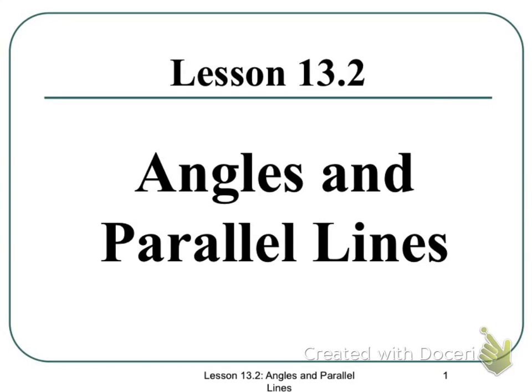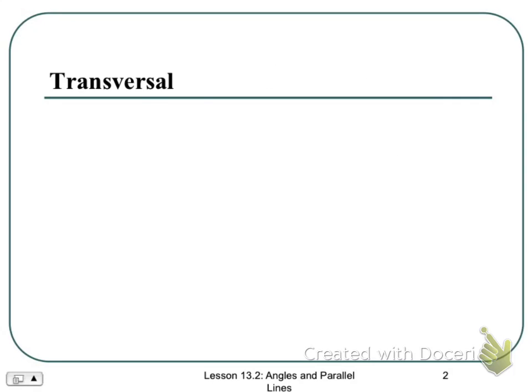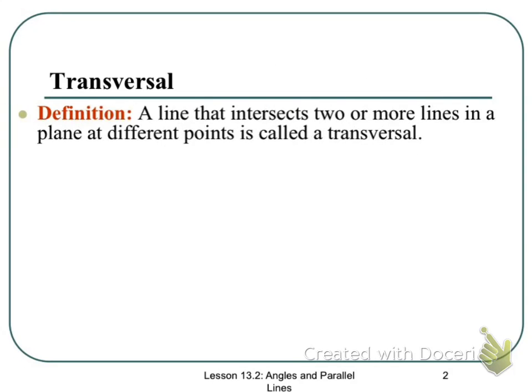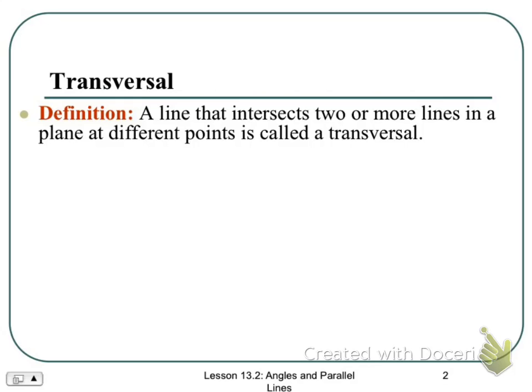Okay, lesson 13.2. We're going to be looking at angles, parallel lines, transversals, and even two lines that aren't parallel and the angle relationships among them. So first, a couple of definitions, and this is on that paper so you don't have to copy down word for word. A transversal is a line that intersects two or more lines in a plane at different points, and it's called the transversal.